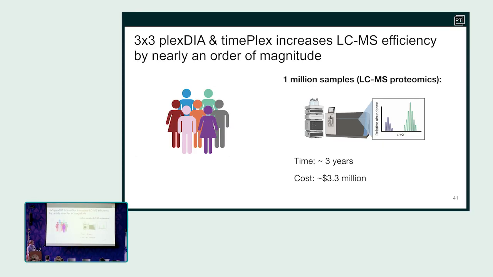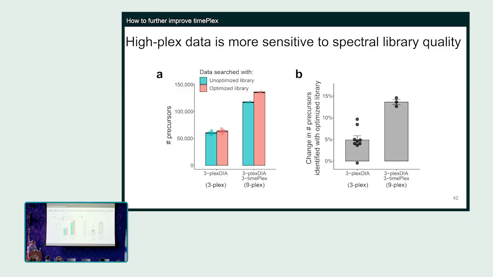So to wrap this up, we have developed this orthogonal way of multiplexing, which we think can scale quite well, especially when paired with timePlex. As a proof of principle, I think we've demonstrated potential for an order of magnitude increase in throughput. And if we scale this with the PSM tag that is in plexDIA, then effectively we would have 27-plex. We can really rapidly accelerate the throughput and reduce the costs and also the time to generate such data sets.